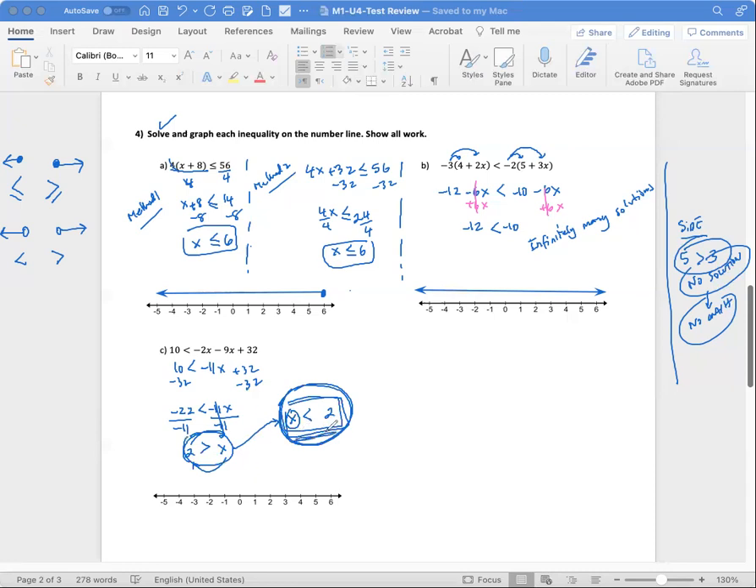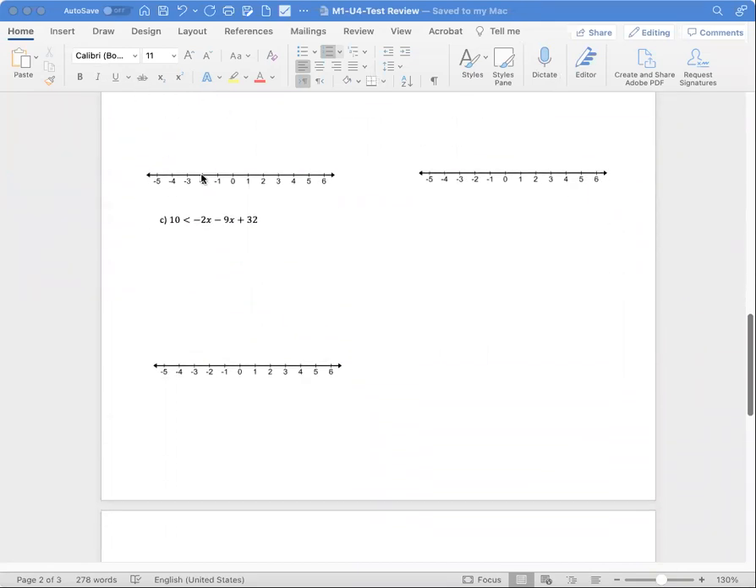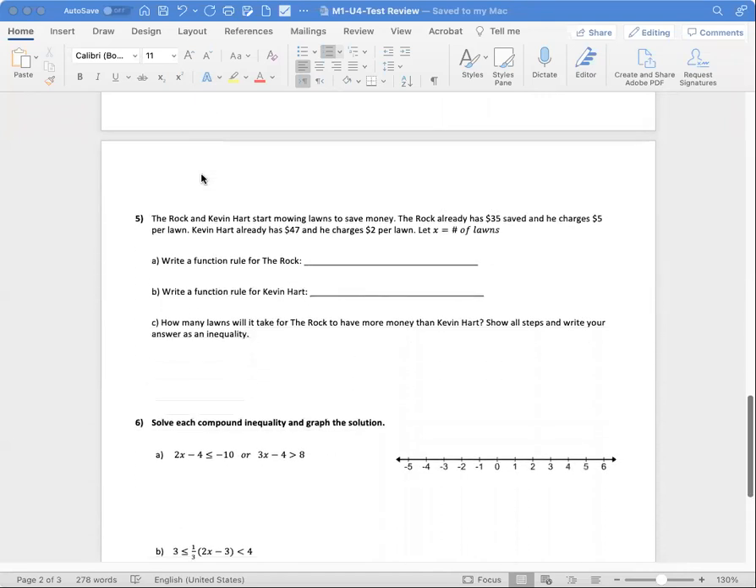How do I graph x is less than 2? Open circle at 2, and of course, a line, basically a ray, that goes to the left. And this is basically how that goes. This is x is less than 2. Okay, so this is number 4, parts A, B, and C. Please make sure you understand them well. Moving on, maybe we'll do a couple more questions.